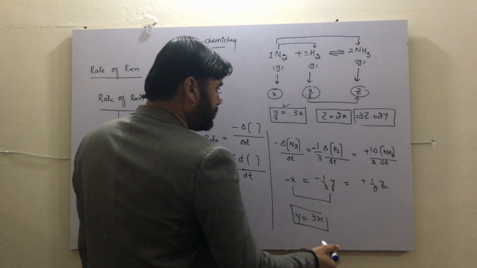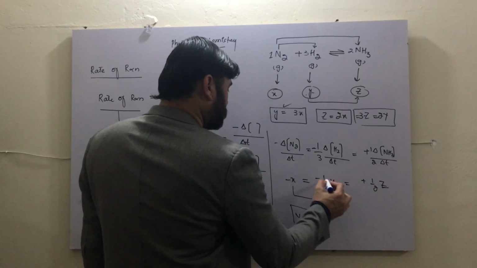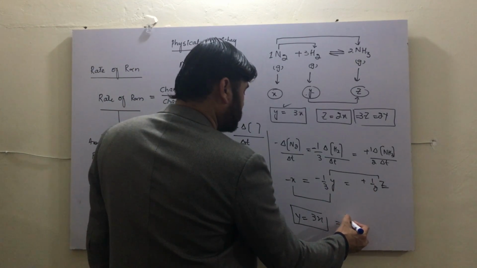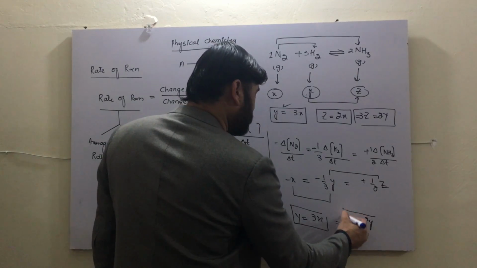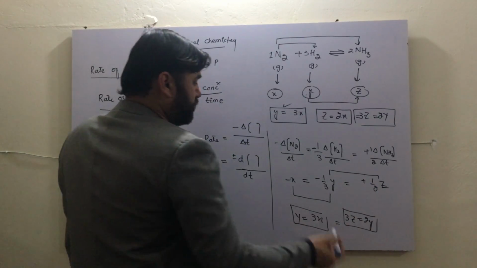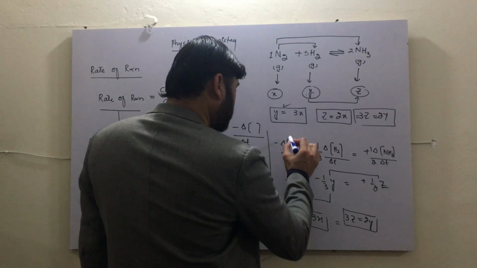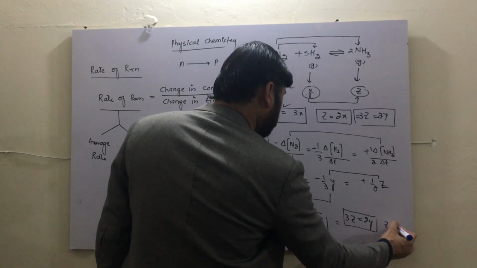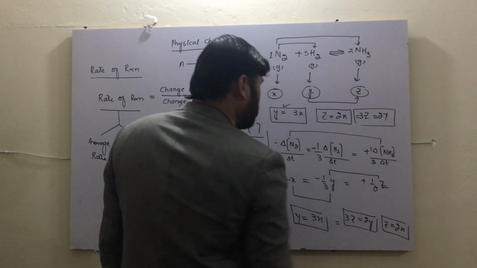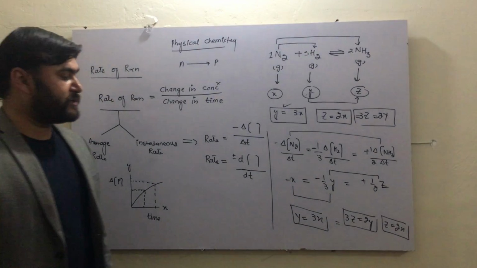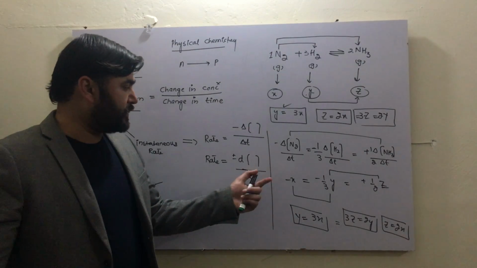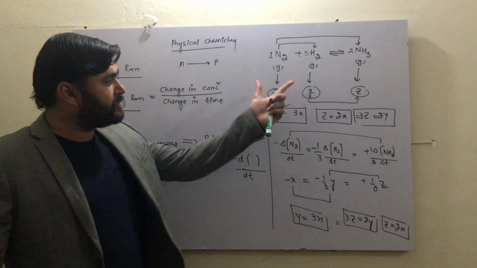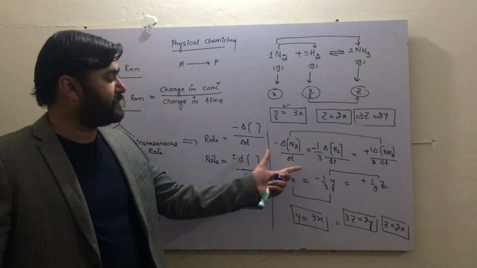And suppose you want to compare y and z, just compare it, so 3z is equal to 2y. And if you compare z and x, it will be the same, z is equal to 2x. So this is an important kind of reaction in which we see whether the rate of disappearance is equal to the rate of appearance. In this reaction, this is the most important. You have to keep these things in your mind.